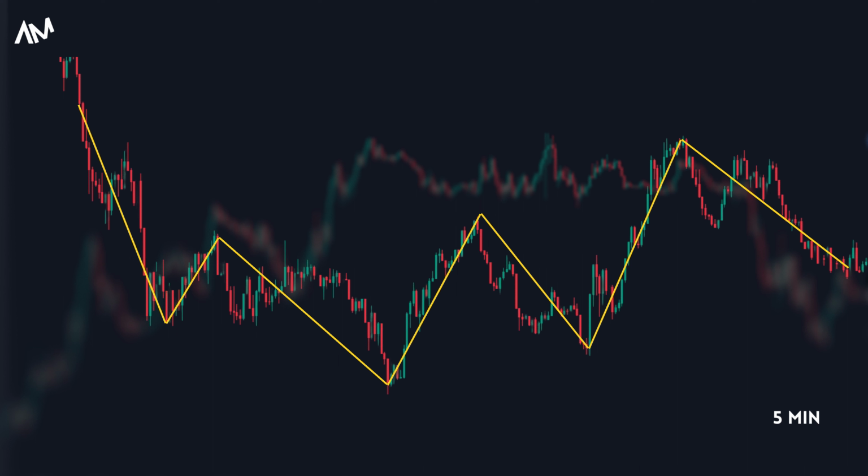These are just the basics of market structure. Let's move on to the advanced phase.